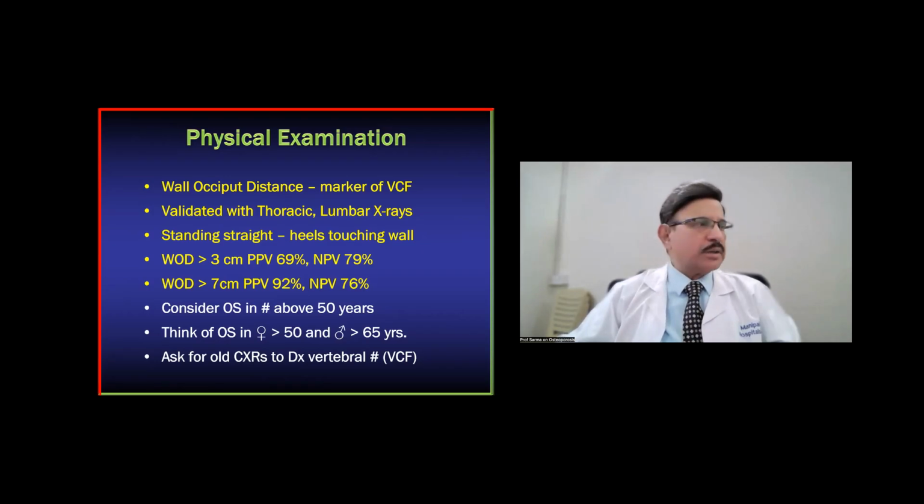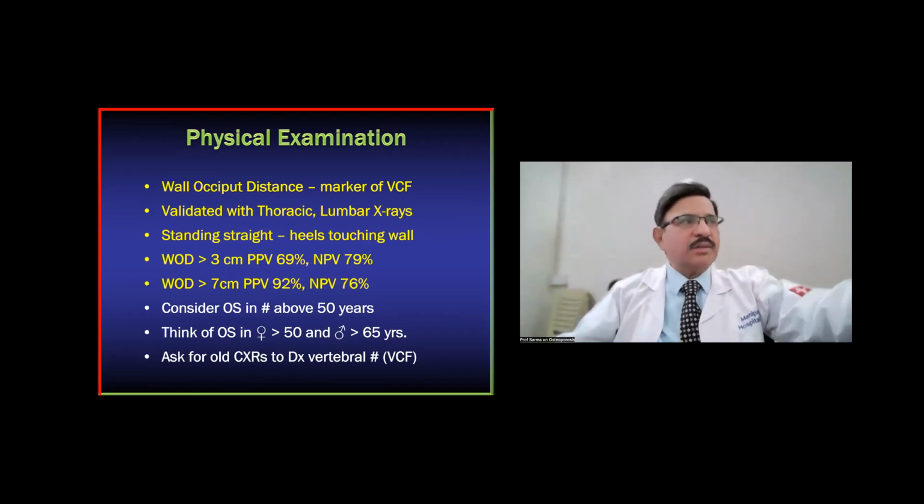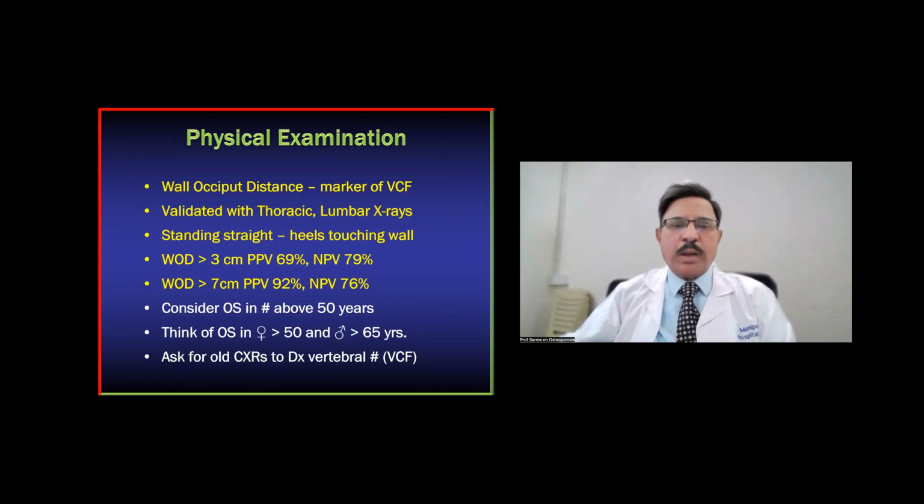The simple test: ask the patient to stand near the wall. Wall occiput distance increases in osteoporosis. Consider osteoporosis in all those above 50. Think of osteoporosis in females more than 50 and more than 65. Ask for old chest X-rays and vertebral compression fractures. VCF is vertebral compression fracture. Many elderly patients with standard back pain take an X-ray, and there will be a compression.